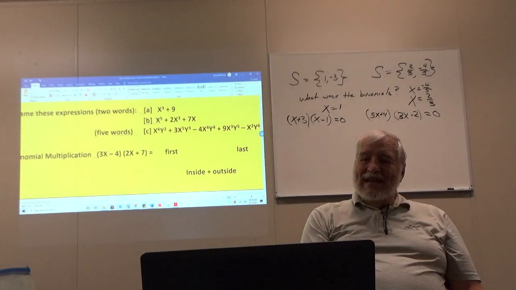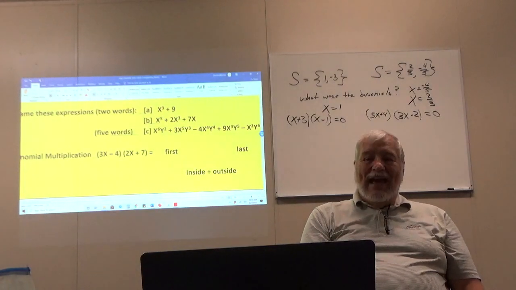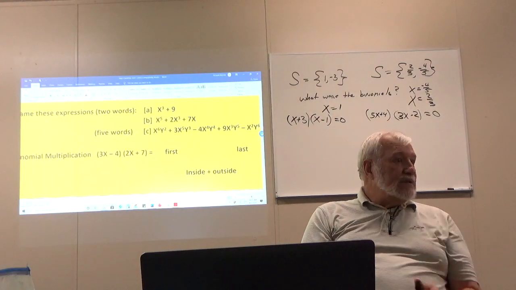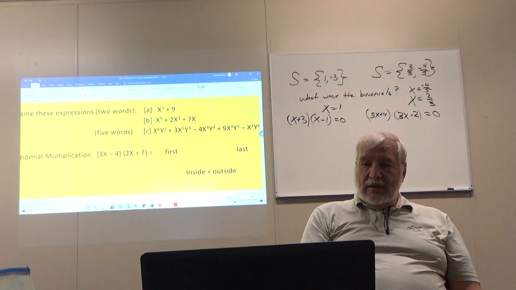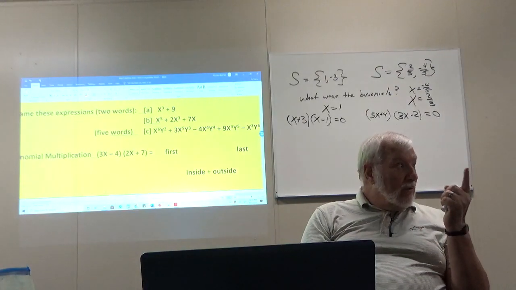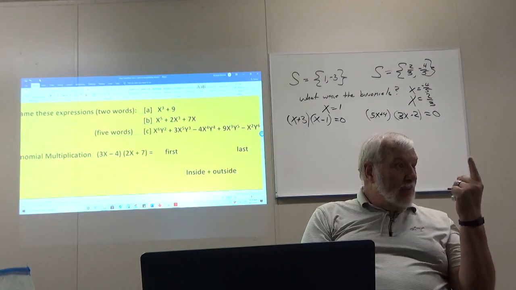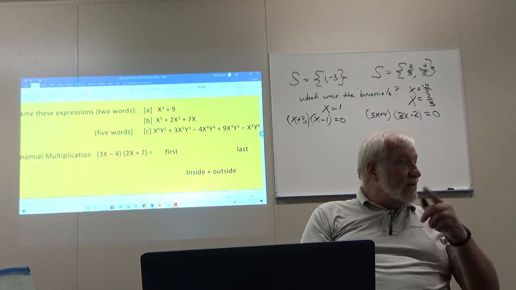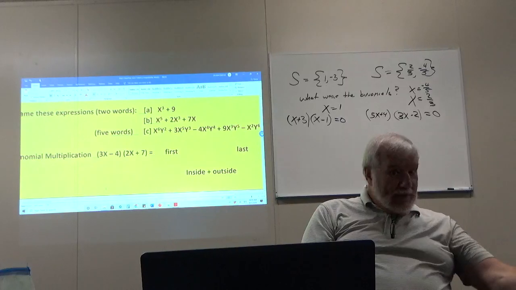What is the name of A? What is it called? What kind of expression is it? All right, first, let's say it loud. It's a binomial. Okay, that's the term. What about the degree? Cubic. Cubic. So this is a cubic binomial.